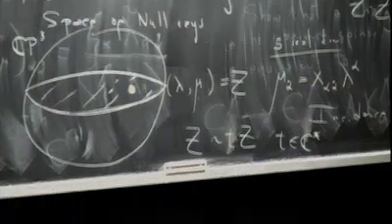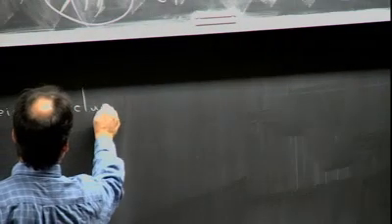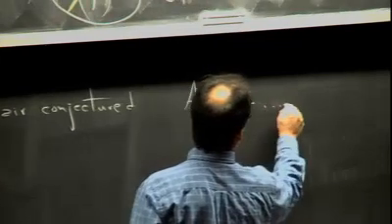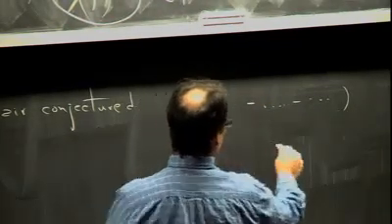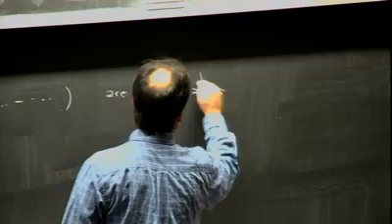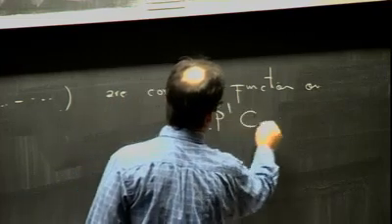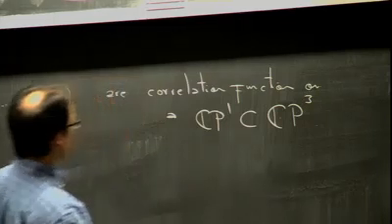All right. So yes, Nair knew all this. So he conjectured that these amplitudes with only 2 minuses and the rest pluses are correlation functions on a CP1 living in twistor space.